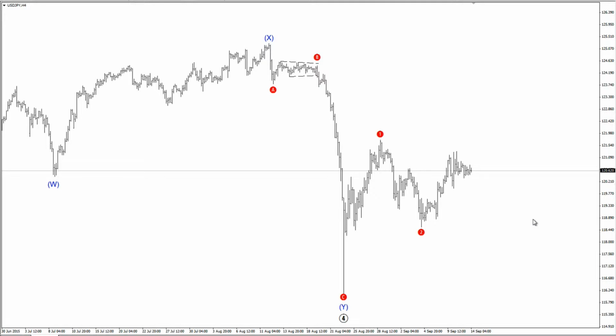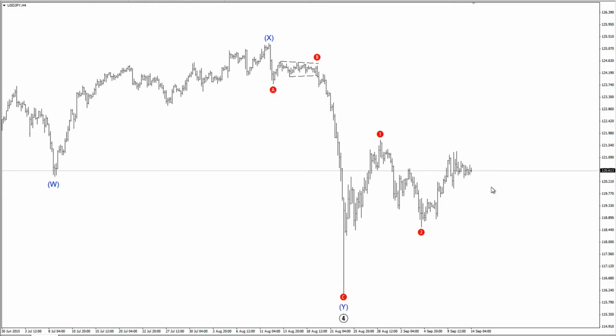121.3 is the next resistance, and the 120 psychological level is on the downside, the next support level. More upside is expected here once we finish this sideways corrective phase, and dollar yen should continue higher. Price now 120.62, and if you are going long here, perhaps now is a good time to take a position.